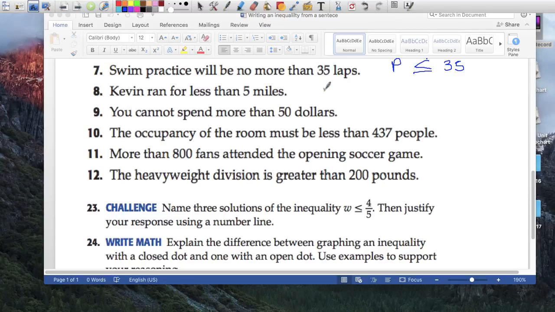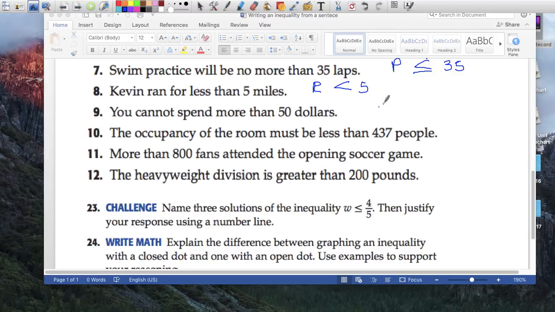Kevin ran for less than 5 miles, so let's call it R for run. Okay, so the amount that he ran was what compared to 5? Greater than 5, less than 5? And this one is just a less than 5. Okay, so whatever he ran has to be less than 5. 4, 3, 2, 1.